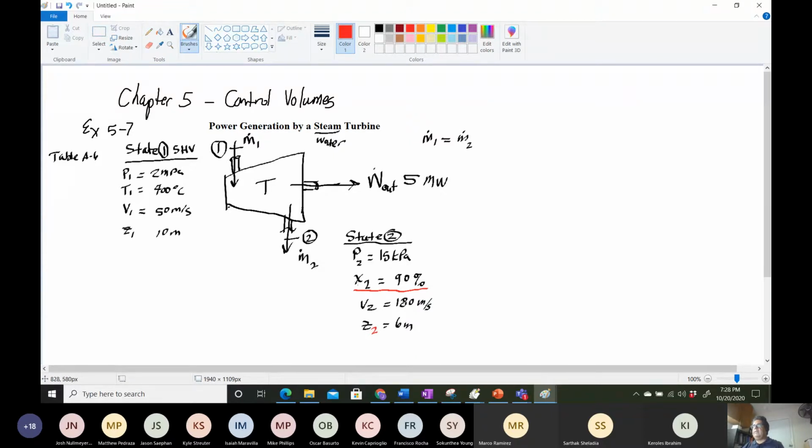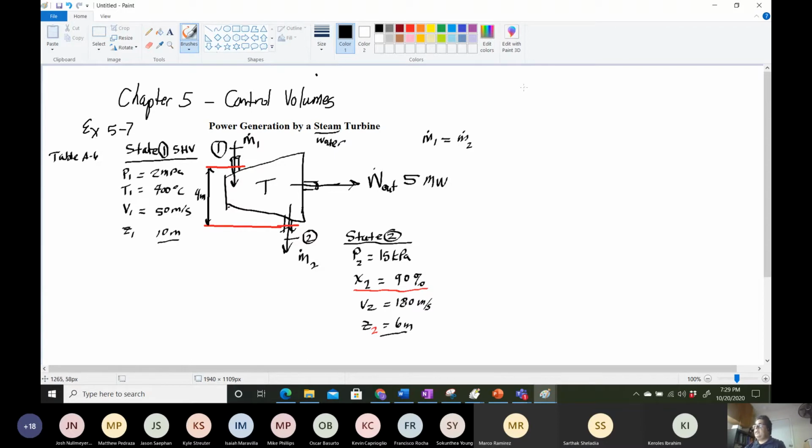And this is the velocity. The fact that they gave us velocity in, velocity out, height in, height out is an indication that we can't neglect potential and kinetic energy. So this right here is the height difference, right? It's 10 minus 6, which is 4 meters, the height between here and here. And for the velocity, in your calculation you'll have to include kinetic and potential energy changes. So that's how you know this is superheated vapor.